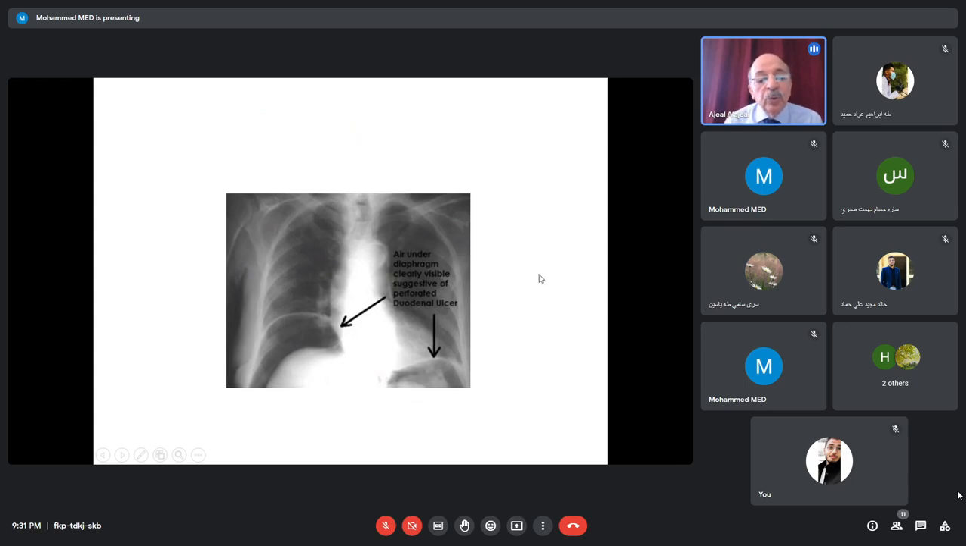This patient was seen in casualty complaining of abdominal pain. Okay, a plain X-ray of the abdomen or of the chest was done, and you can see here the arrows point to air under the diaphragm, air under the right diaphragm in here exactly, and air under the left diaphragm. This is a perforated viscus. And this patient, it was a perforated duodenal ulcer. Next slide, please.